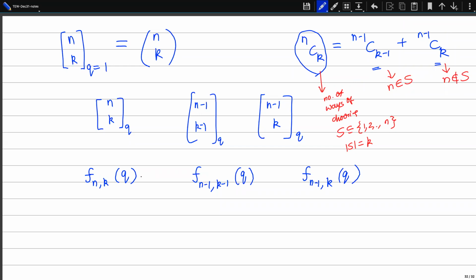But now let's do the same thing here. Remember, this is not just the number of ways. For each subset S you pick, you must also keep track of its sum. This is q to the power sum of S, where S ranges over subsets of 1 to n of cardinality k. So what happens in this case, if n belongs to S, then what am I getting?